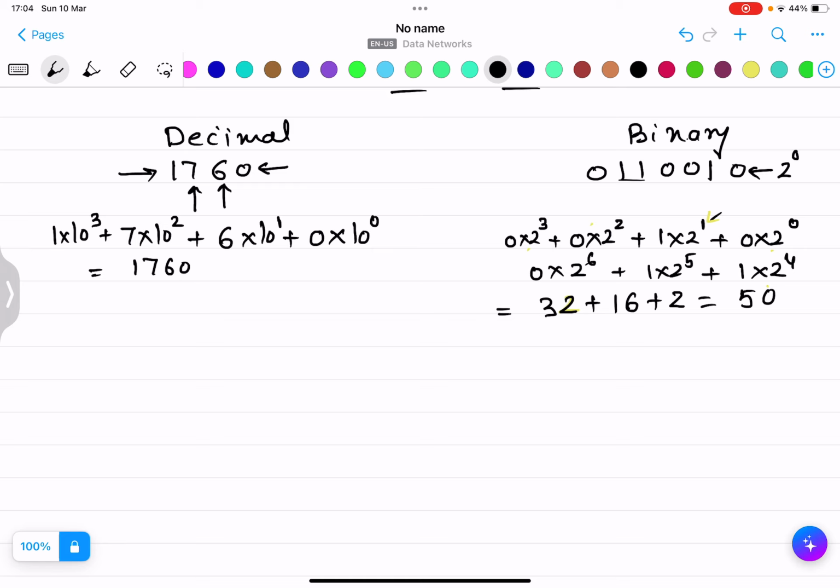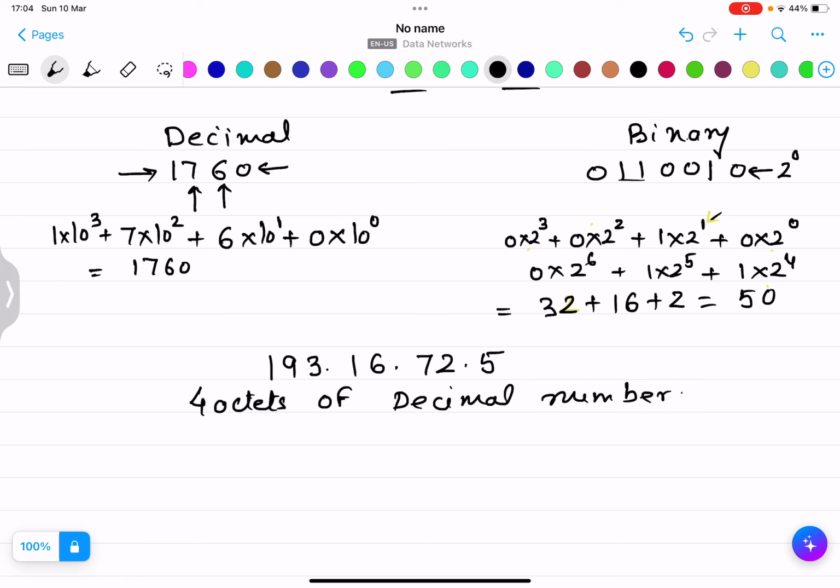So now coming to your IP address. You might have seen a number like 193.16.72.5. Okay, so it's basically 4 octets of decimal numbers, or we can say it's 4 octets, more specifically the octet word is of 8 bits.